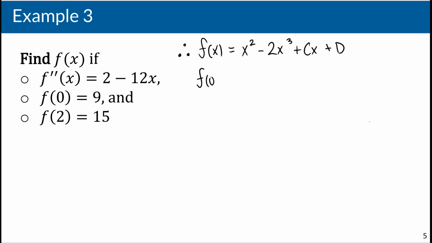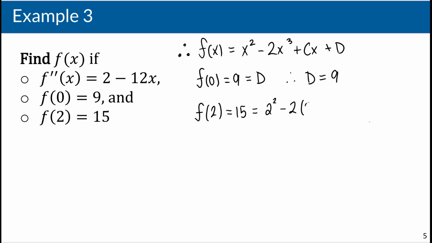I know that f of 0 is equal to 9. If I plug 0 in for x, I'm going to lose out on this term, and this term, and the only thing that's going to be left is d. So it looks like d is equal to 9. So I was able to solve for that one pretty quickly. So now I can use the other piece of information I know, that f of 2 is equal to 15, and sub that in here, and hopefully be able to solve for c. I say hopefully, but I know I'm going to be able to.